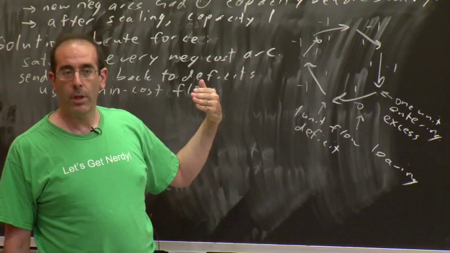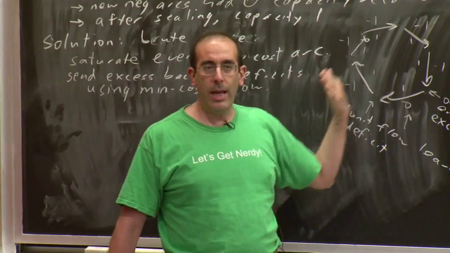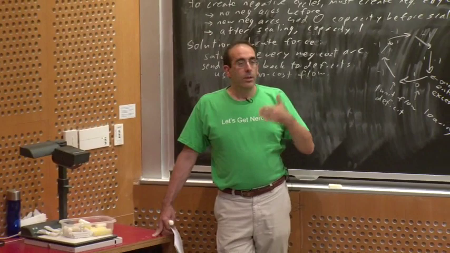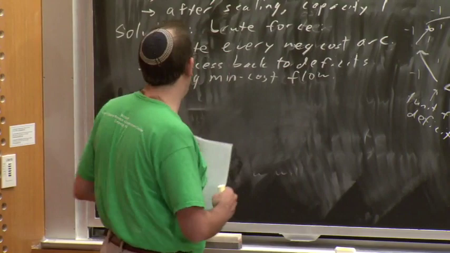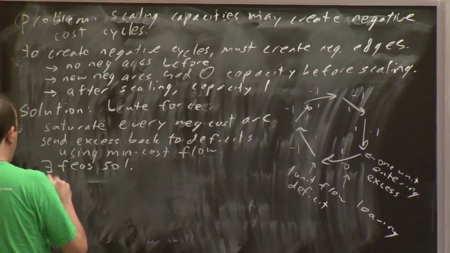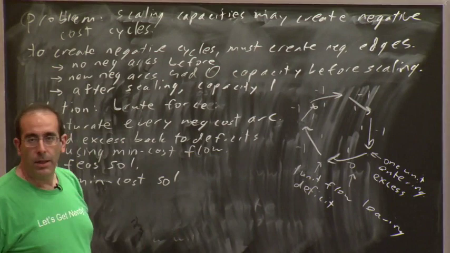Now, do we know that min cost flow exists? Is it possible to send the excesses back to the deficits? Yeah? You can always send the flow back. This problem is feasible because the way the flow got there was that we put it on some edges, so there's a feasible solution that involves taking it off of those edges. So there exists a feasible solution, and that means that there exists a min-cost solution that will send the excesses back to the deficits. How do we find that min-cost solution?